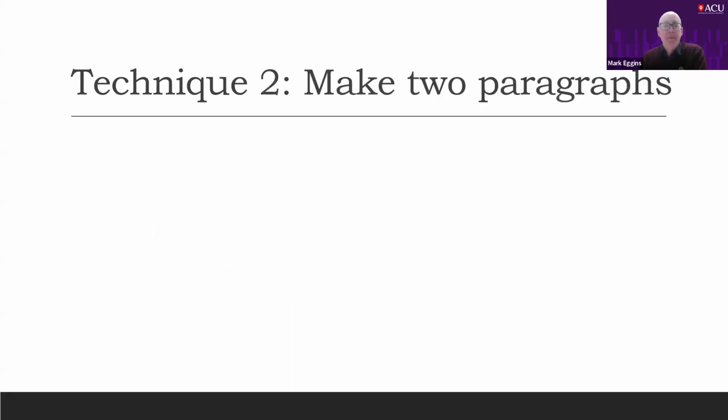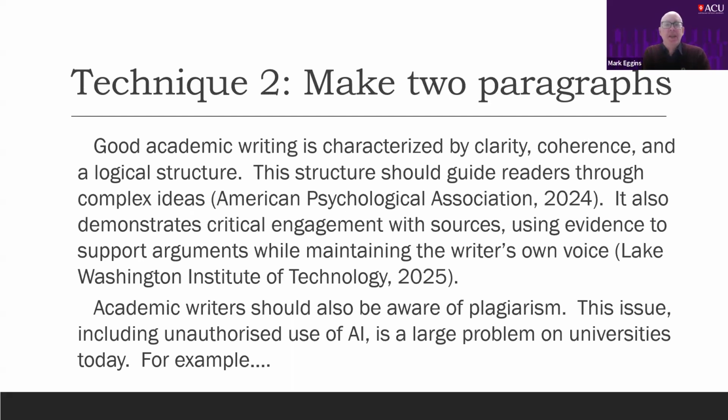Second idea, make it into two. So you can see the first one is talking about the clarity, coherence, and structure. The second one is saying academic writers should also be aware of plagiarism. So they're leaving the new information at the end of the topic sentence so the reader can easily follow the argument. So that's probably the most common technique, to make two paragraphs.